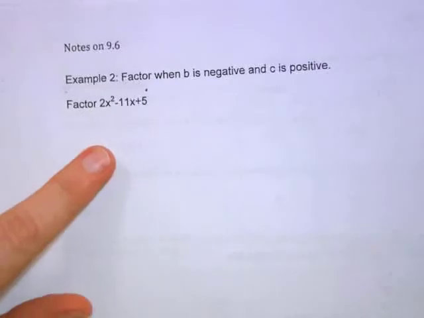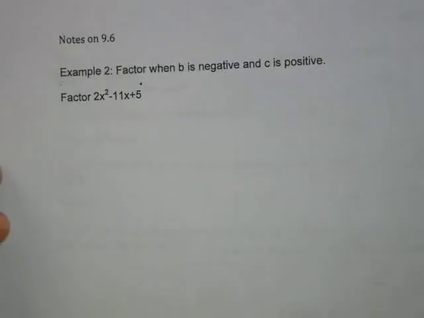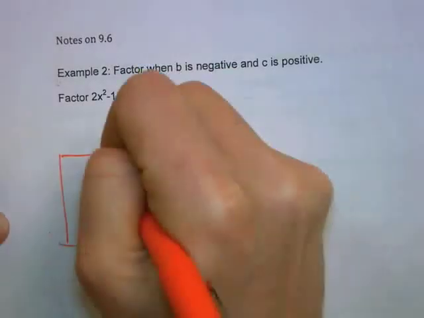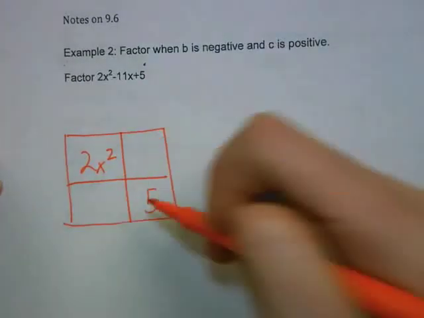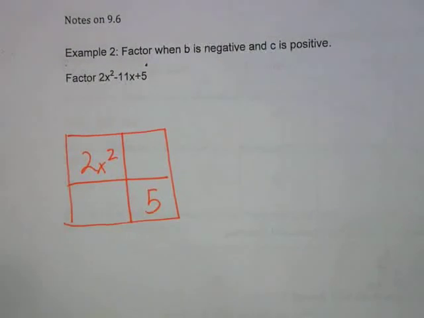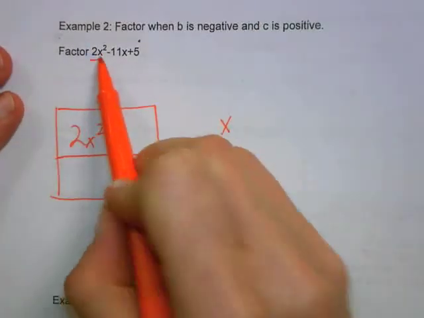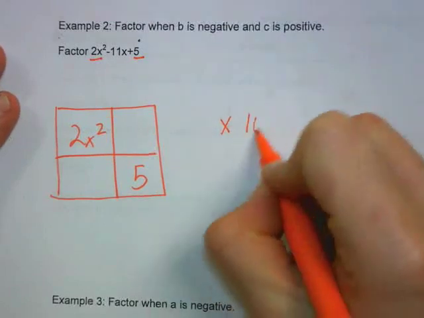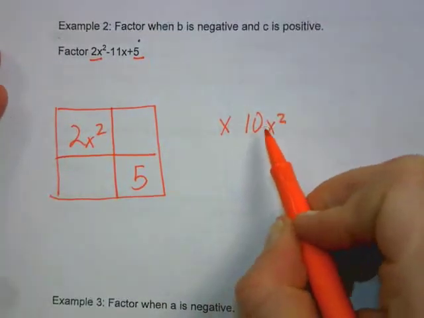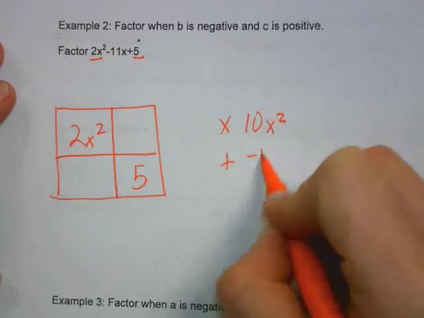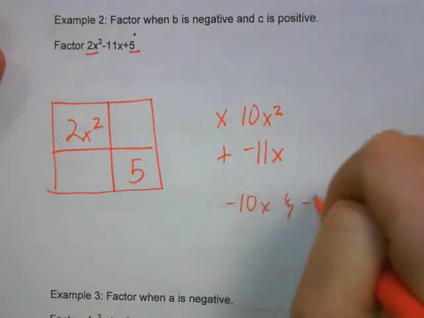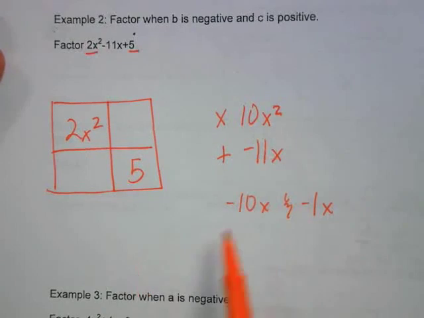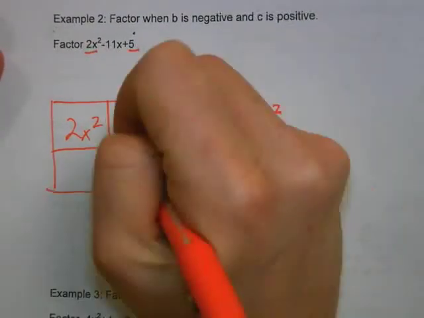Okay, so in this one we have 2x squared minus 11x plus 5. So make your four square. First term is 2x squared. It goes in the top left. 5 goes in the bottom right. Now we say what multiplies to this term times this term. So that would be 10x squared. What two things are going to multiply to get 10x squared and add to get negative 11x? All right, so it's going to be negative 10x and negative 1x. They multiply together to get a positive 10x squared. They add together to get negative 11x. It doesn't matter which one you put where.